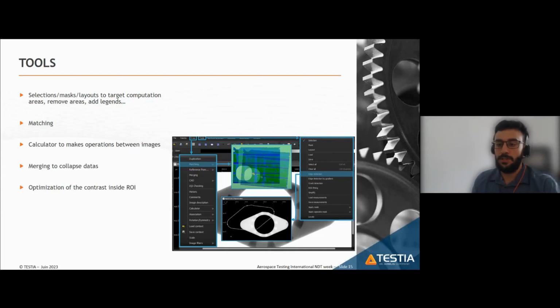Another tool that can be used for each radiographic inspection is the optimization of the contrast and the brightness. So inside a specific selection, you can dynamically optimize the minimal and maximal value of your palette to have a better overview inside a specific selection.